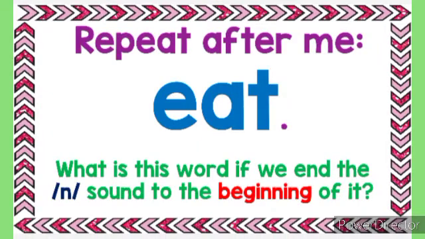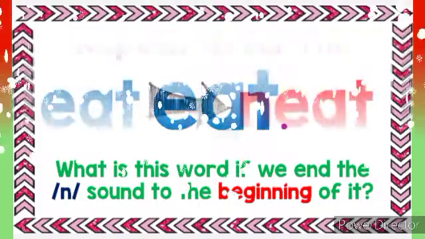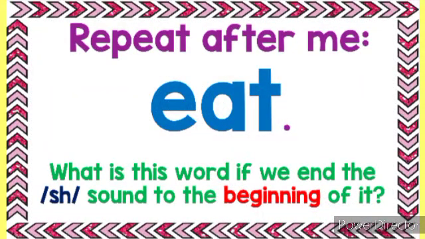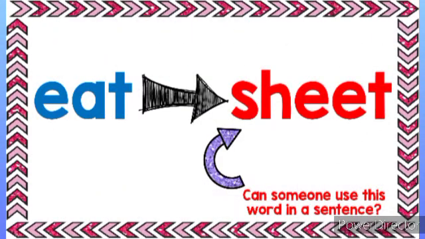Say the word eat after me again. Eat. Now let's add the sound N to the beginning of the word. N, eat. Beautiful. The word is neat. Say the word eat after me again. Eat. Now add the sound sh to the beginning of the word. Sh, eat. Beautiful. It gives sheets. We turn it to sheets.